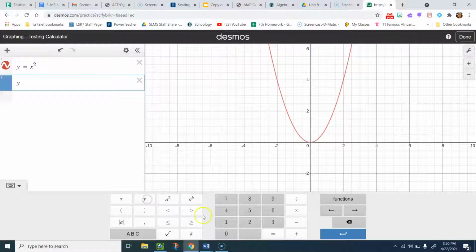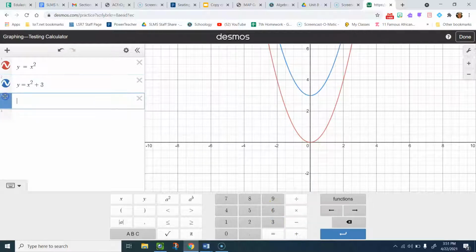So y equals x squared plus 3. Okay, see what that graph looks like. We're going to talk about that in just a second, what's happening with the graph. I want one more equation from your paper.